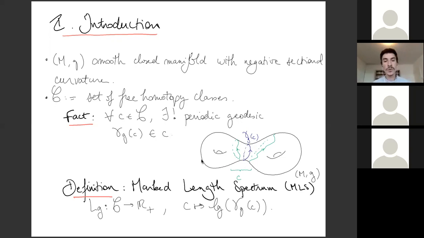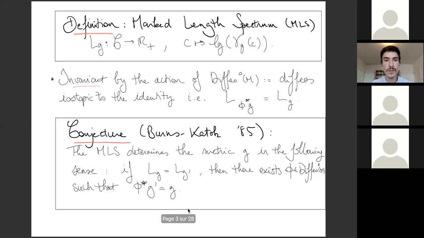All right, so from this, you can define what's called the marked length spectrum, which is a map going from C, the set of free homotopy classes, to R+, and it's defined in the following way. You take your class c and you map it to the length of the unique closed geodesic in the class little c.